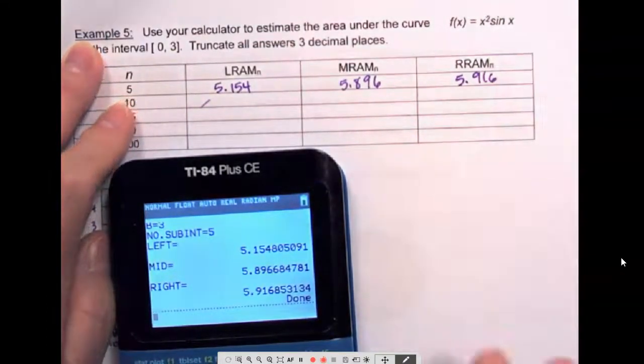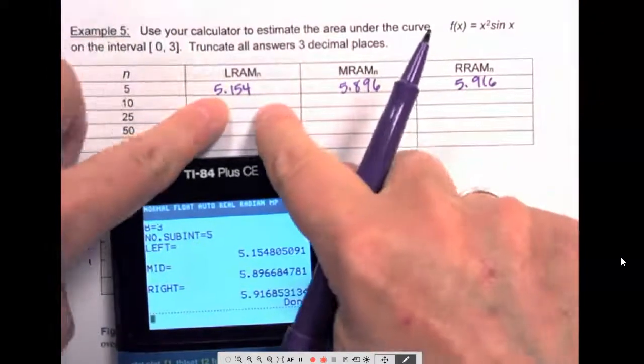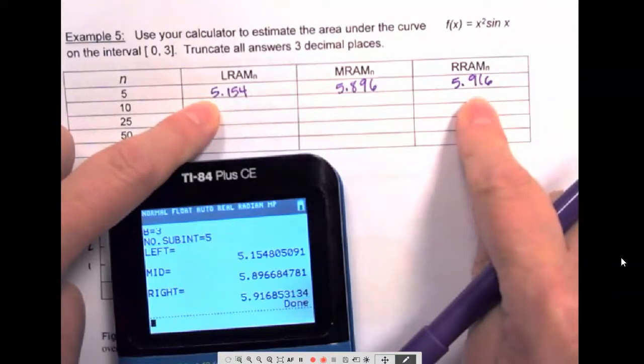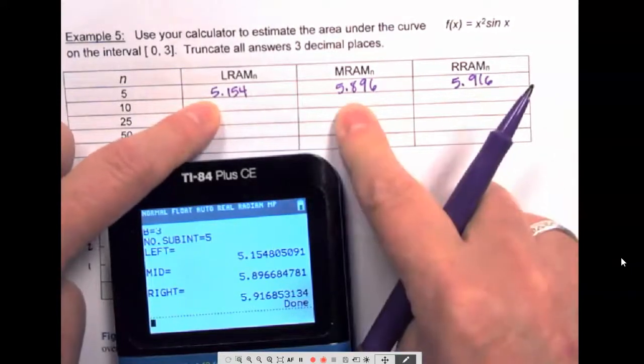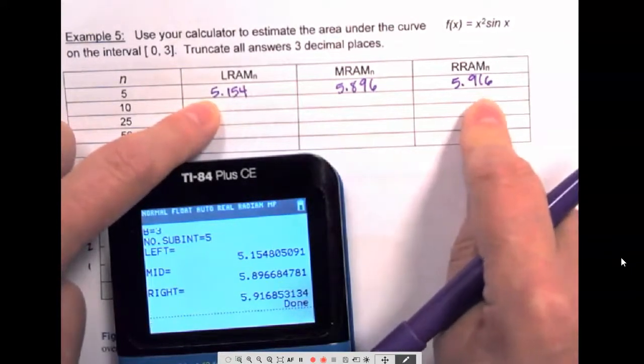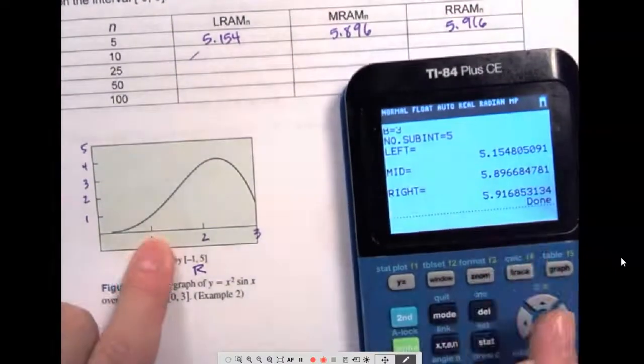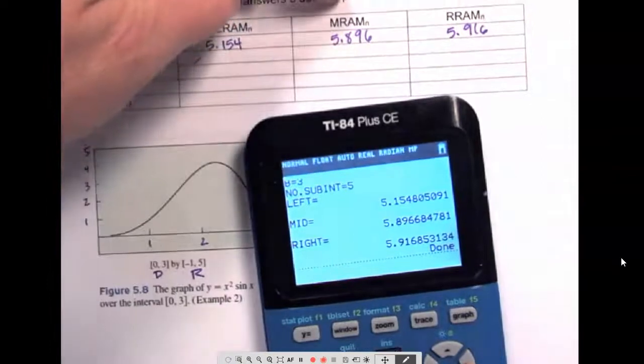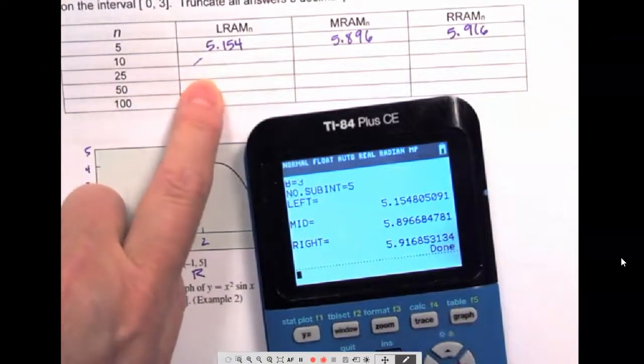5.916. So you can see that the left RAM is pretty, I mean, that's a pretty significant difference there. Mid RAM, notice, is a lot closer to right RAM on this. And it has to do with the shape of the graph. But generally, mid RAM should be somewhere between these two.